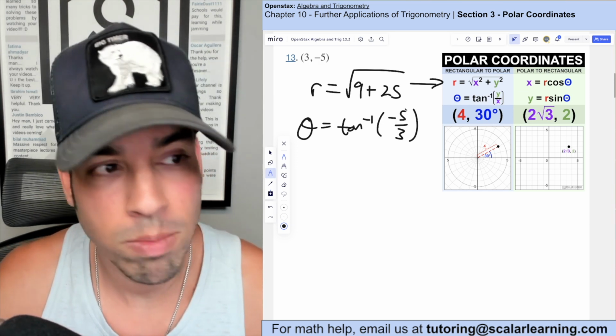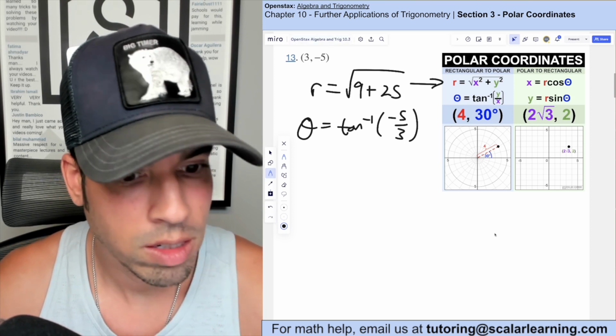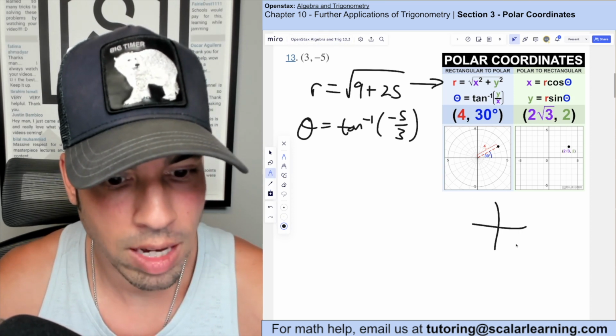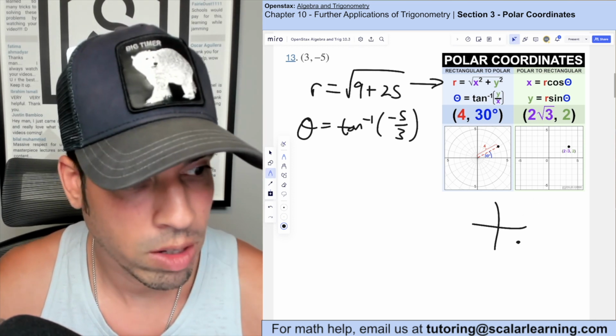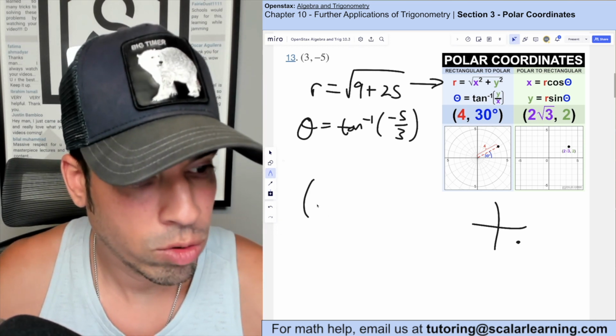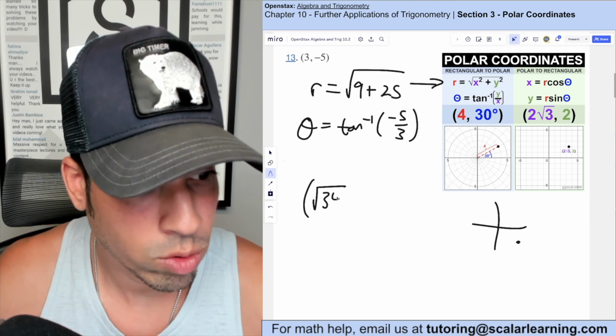Now, it does say to bear in mind what quadrant we're in. So if we think about this, this is going to be 3, -5. It's going to be in quadrant 4. So we just got to remember that when we find our theta value. So 9 plus 25, that's 34. So our r value is radical 34.